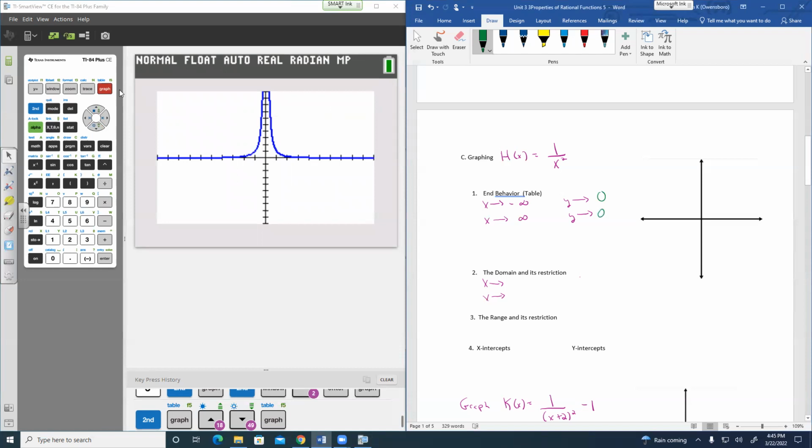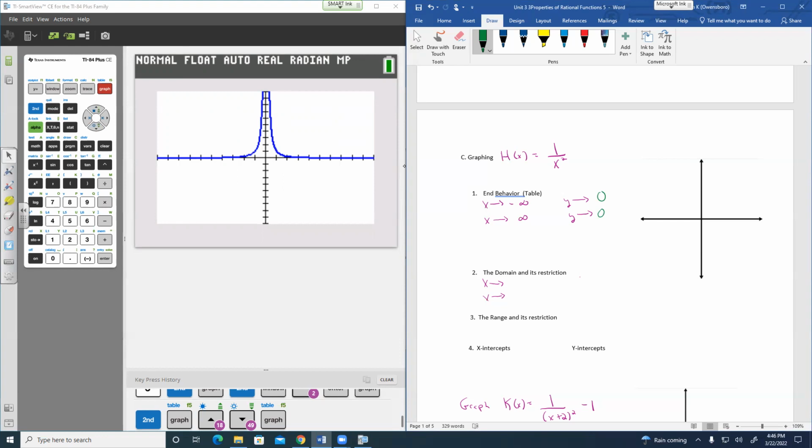The question is, can you get 0 for y? Remember, to get 0 for y, the numerator would have to be 0. That's not going to be possible. So there's no way to get 0 for y. Your y values will never be 0. They're getting closer and closer to the x-axis, but they will never touch the x-axis. So the x-axis becomes a boundary line. Notice the y-axis is also a boundary line. So when you graph this, we see some things going on there.